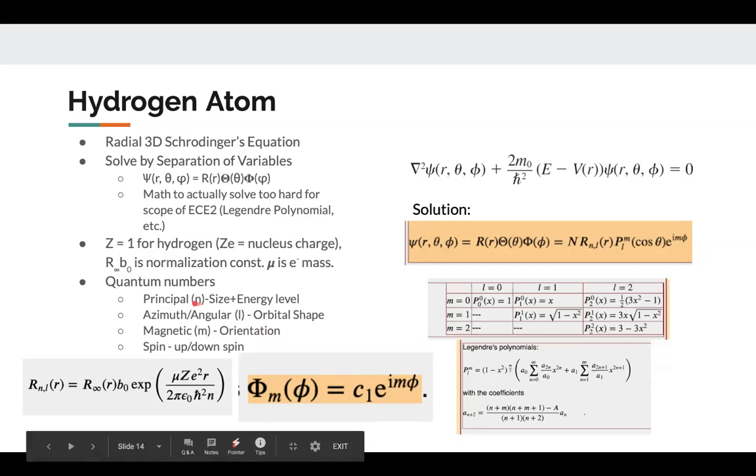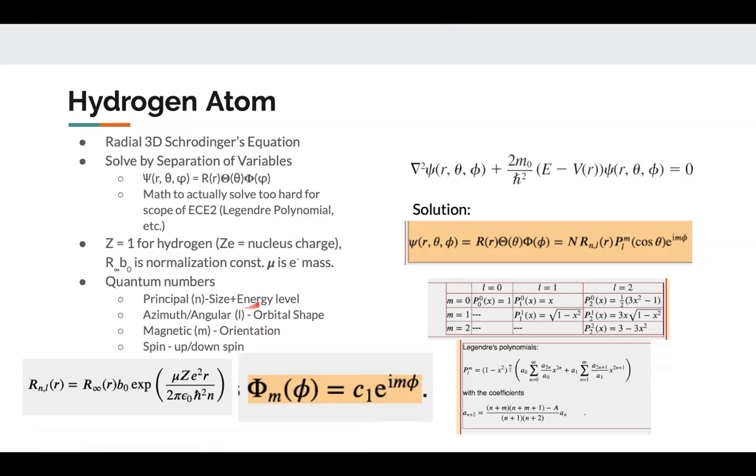Anyway, the quantum numbers: n is the principal number, and it describes the size and energy level of the atom. L is the angular momentum, and that describes the orbital shape. M is magnetic, and that describes the orientation. And then spin is up spin or down spin, and there's the Pauli exclusion principle, right?